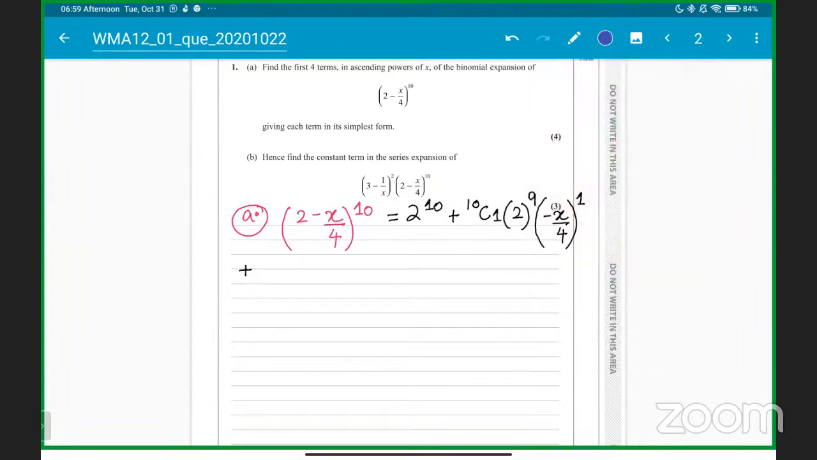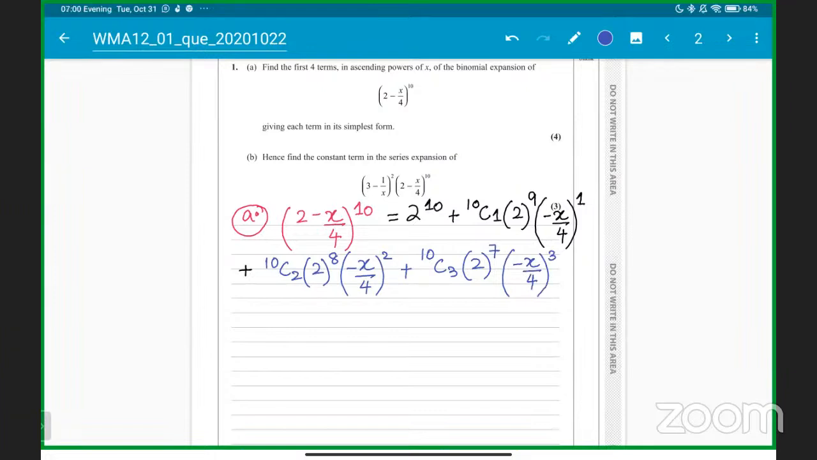Then you say, sir, that it will be 10C2 into 2 power 8 into (minus x over 4) to the power of square, plus this is the 4th term, 10C3, 2 to the power of 7. So the a value reduces, and (minus x over 4), the b value, to the power of cube, okay? Got it clear? Understood? No problem? No issues? Yep. So now it's time for simplification, sir. (2 minus x over 4) to the power of 10. We got that as clear, no problem?